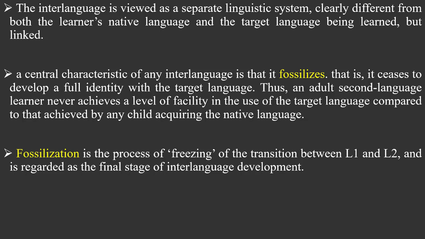A central characteristic of any interlanguage is that it fossilizes. This means that it ceases to develop a full identity with the target language. Thus, an adult second language learner never achieves a level of facility in the use of the target language comparable to that achieved by any child acquiring their native language.